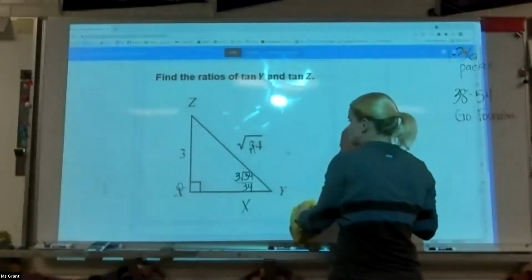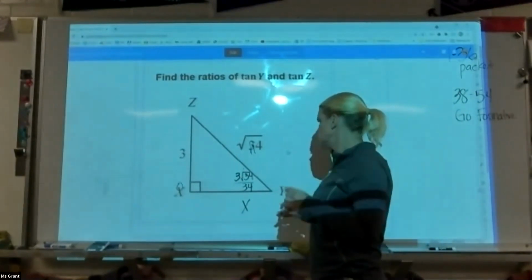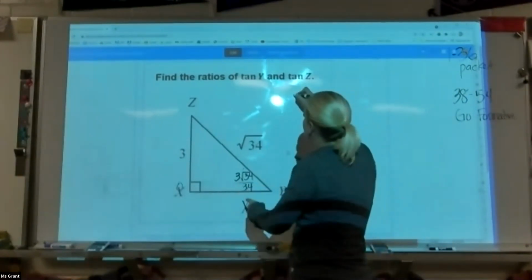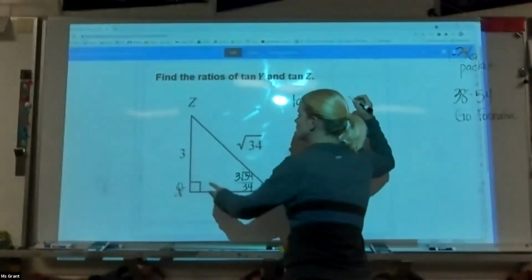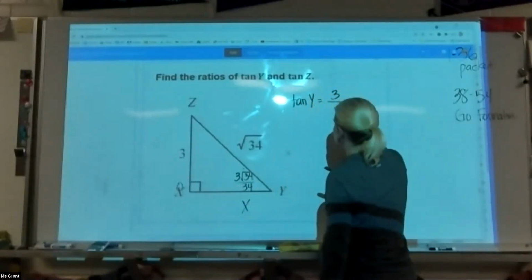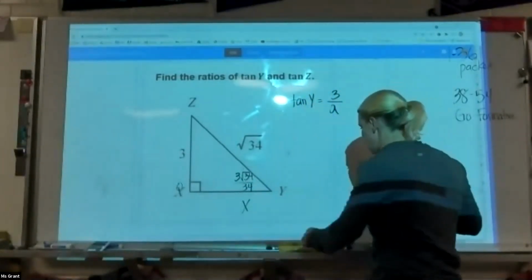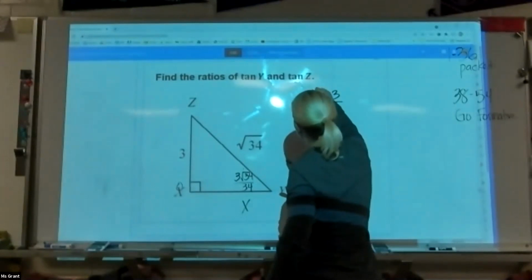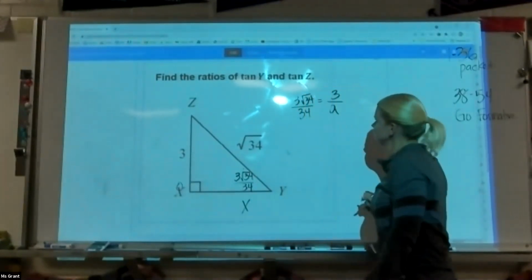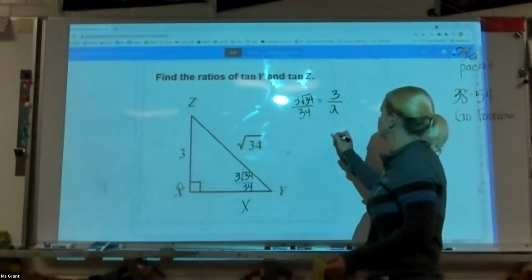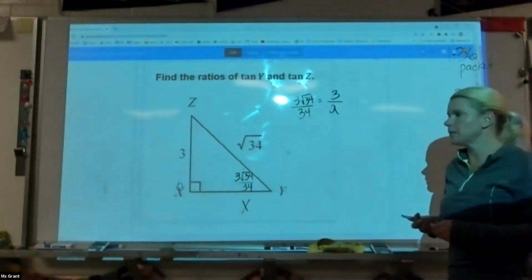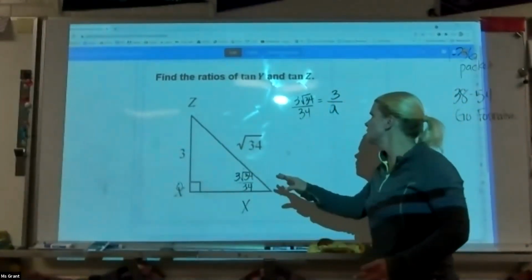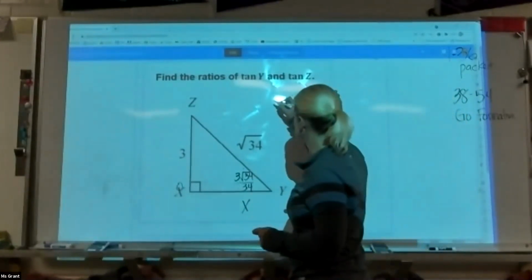So that means I then use this information to find tan, which would be, you know, I could say tangent Y equals opposite over adjacent. I just found angle Y. 3 rad 34 over 34. So what you're doing in this problem is you need to find the angle, and then once you find the angle measure, you do ratios like this. So this would be tan.